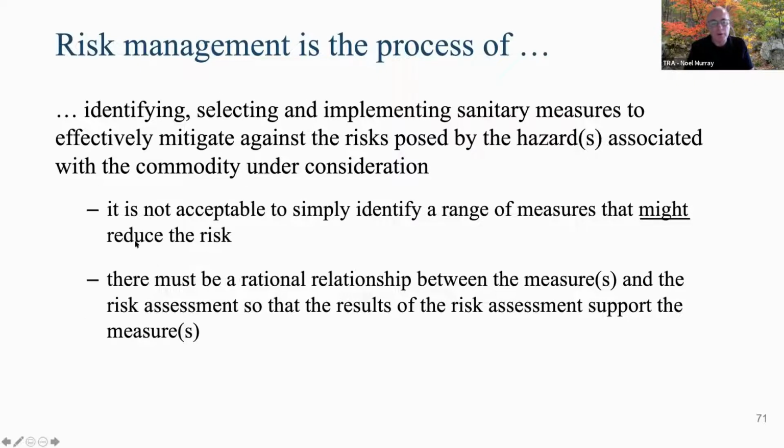And it's really not acceptable to simply identify a range of measures that might reduce the risk. It's important that there be a rational relationship between the measures that we choose and the risk assessment, so the results of the risk assessment actually support the measure. This is a really important discipline under both the OIE framework as well as the SPS agreement, that there has to be this rational relationship. The risk management measure, if you like, is informed by the risk assessment that we've undertaken.